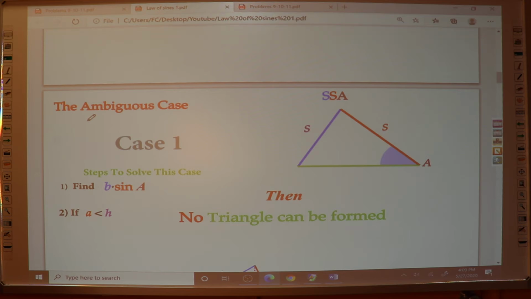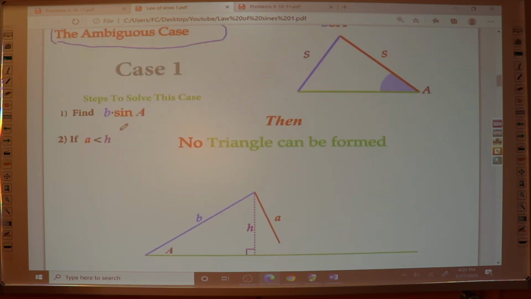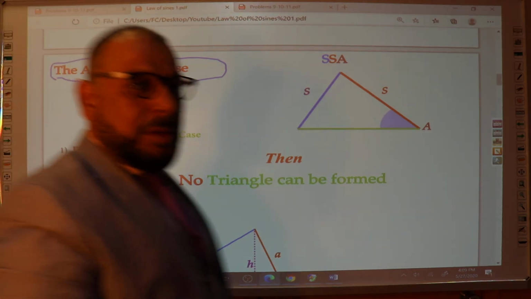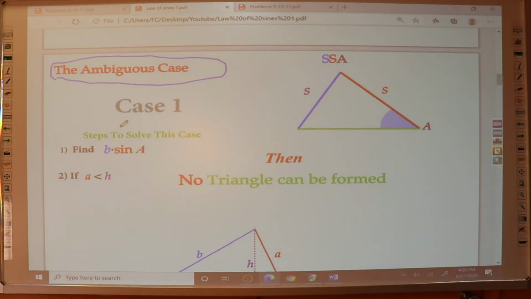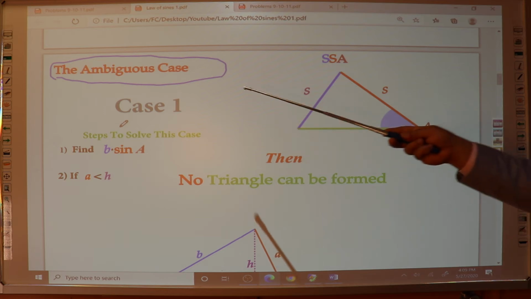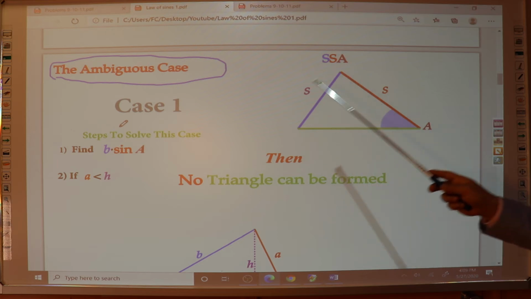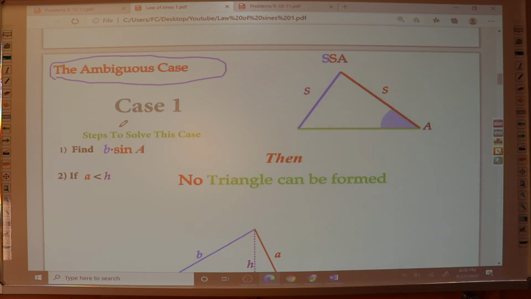What do we call this case? The ambiguous case, okay? This is a very important case. What do I mean by the ambiguous case, Mike? It's not clear. I cannot decide from this case how many triangles I have, or if I can't form a triangle from the given information.